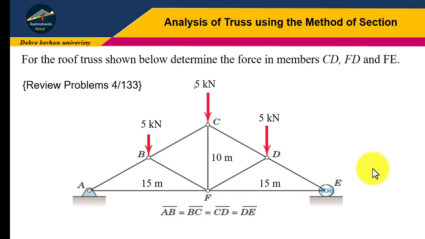So let's see here an example. This example was analyzed using the method of joint. So I will put the link in the description so you can go and check. So let's see this similar example. I'm going to show you how to get internal forces in a few members.